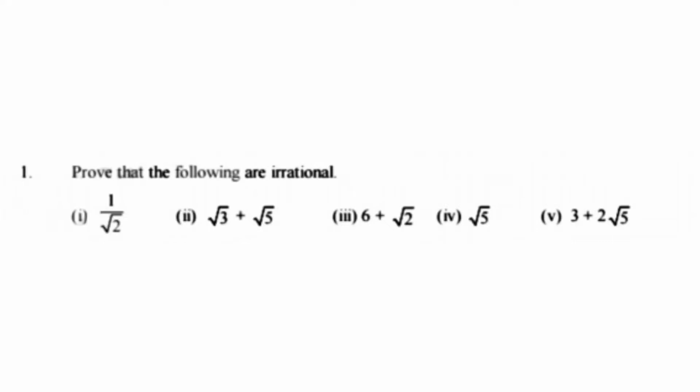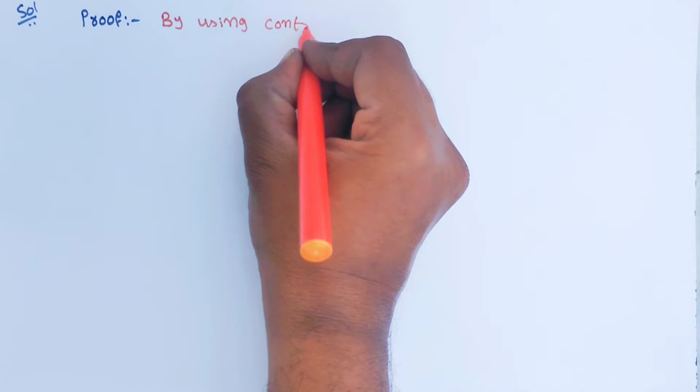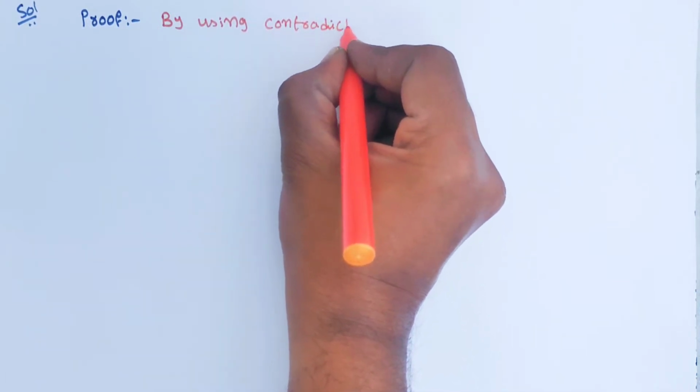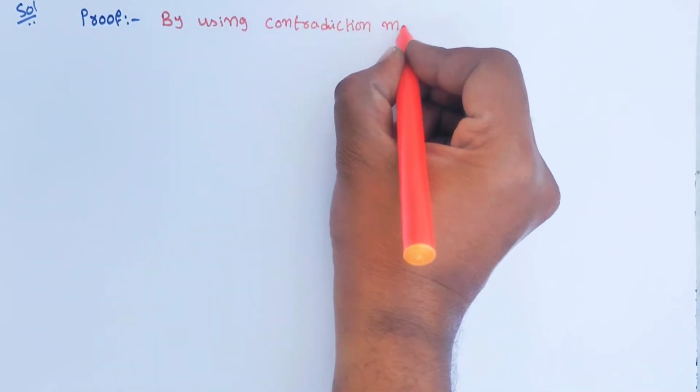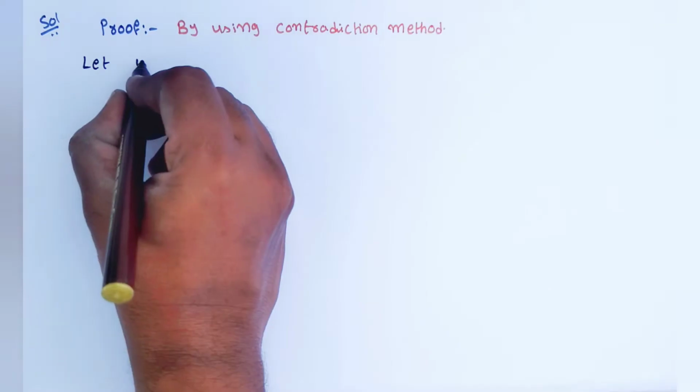Hi viewers, now we discuss the topic exercise 1.4, first section, fourth one. Prove that root 5 is irrational. Clearly we know that root 5 is an irrational number. We prove this by the indirect method. Solution: we prove it by using the contradiction method.